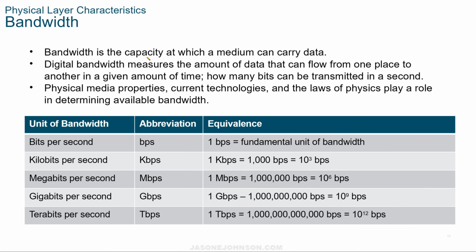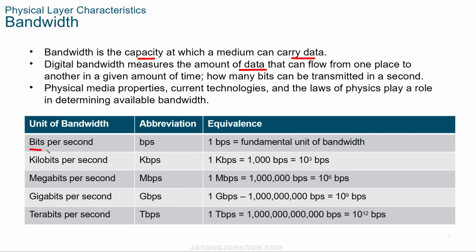The term bandwidth is the capacity at which a medium can carry data. I like to think of bandwidth as how many lanes of traffic you have on a highway. So digital bandwidth measures the amount of data that can flow from one place to another. So if I only have 2 lanes of traffic, or 2 lanes for cars to drive, I'm going to have a smaller bandwidth. If I had 8 lanes of traffic and I could put 8 cars down the highway at the same time, I'm going to have a larger bandwidth.